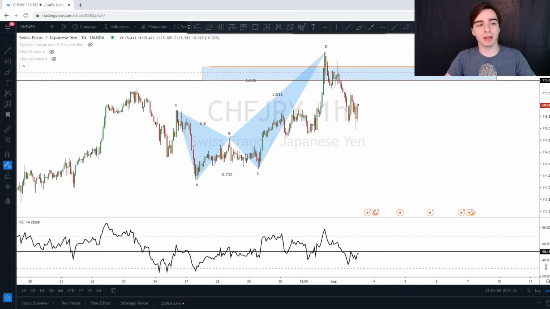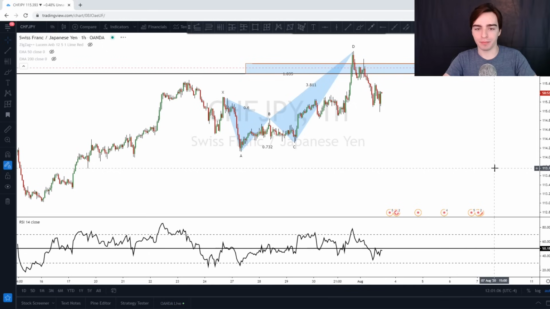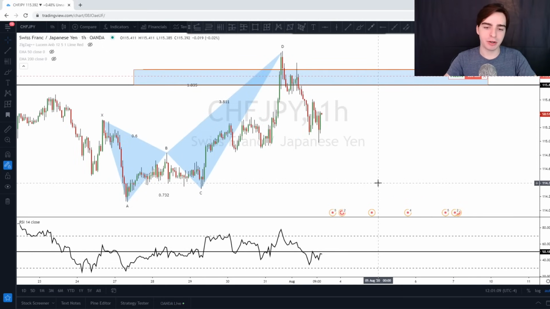All right, so here we are on the Swiss yen 1 hour chart, and ignore this pattern here. If you don't know, I'm a pattern trader. I focus on patterns. If you want to learn more about that, you can join the Discord, link in the description down below once again.